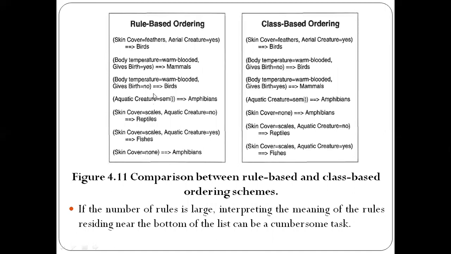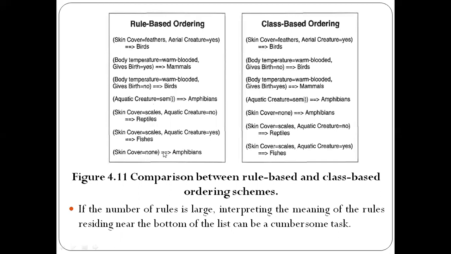Coming to the disadvantage, I told you that we will be ordering the rules using a quality measure. That is, good quality rules appear at the top, and low quality rules appear at the bottom. Since we are ordering the rules using the rule quality measure, sometimes the lower ranked rules are very hard to interpret. Lower ranked rules means the rules that appear at the bottom.